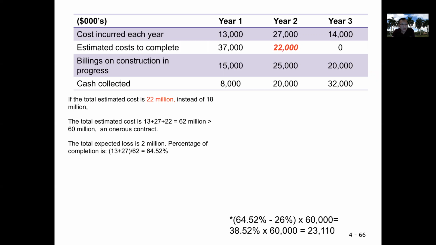So the percentage of completion is, okay, in the first year plus second year, so that's 13 plus 27, that's the total actual cost to date, okay? And then divided by total, which is 62, okay? So 40 divided by 62, that's the percentage of completion, which is 64.52%, okay? That's the percentage of completion.